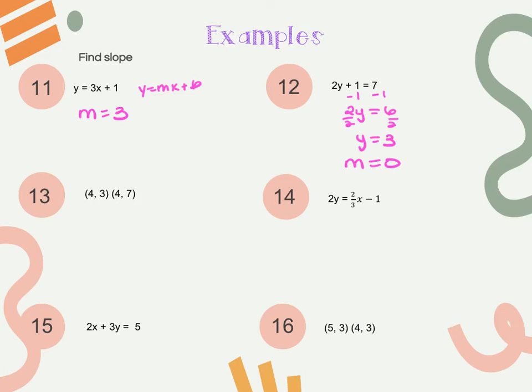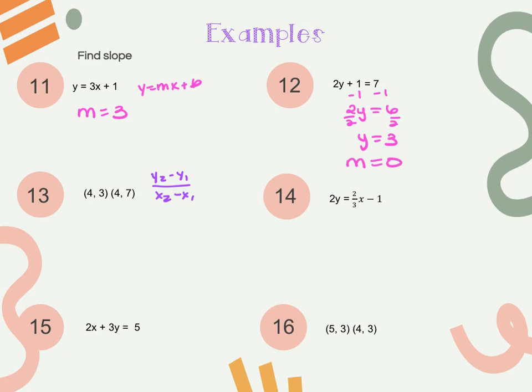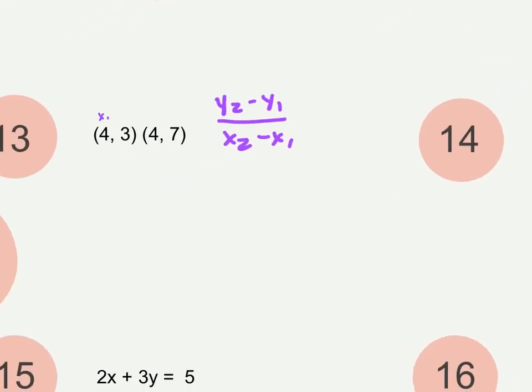13 is the first one. I'm just given the 2 points. So I'm going to do y2 minus y1 over x2 minus x1. So I can call this x1, y1. Remember the first one in the parentheses is your x. And this can be x2, y2. So I would get 7 minus 3 over 4 minus 4. And I get 4 over 0.